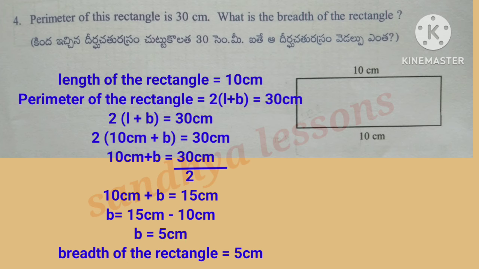Here length is equal to 10 centimeters. So 2 into (10 centimeters plus breadth) is equal to 30 centimeters. 10 centimeters plus breadth is equal to 30 centimeters divided by 2. 10 centimeters plus breadth is equal to 15 centimeters. Breadth is equal to 15 centimeters minus 10 centimeters, that is equal to 5 centimeters. Therefore, breadth of the rectangle is equal to 5 centimeters.